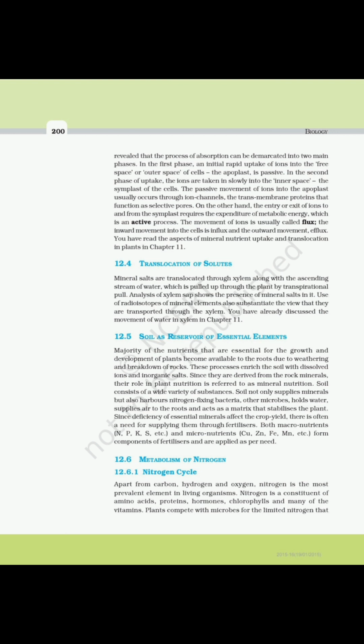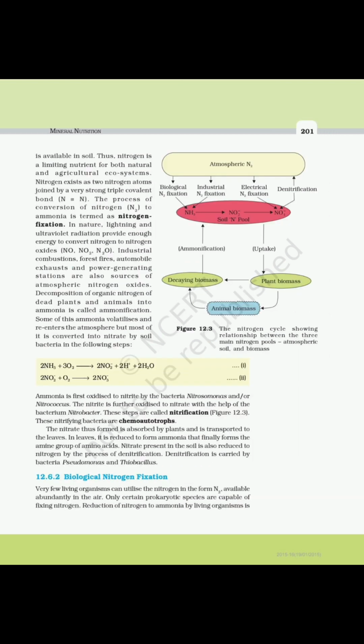12.6 Metabolism of nitrogen. 12.6.1 Nitrogen cycle. Apart from carbon, hydrogen and oxygen, nitrogen is the most prevalent element in living organisms. Nitrogen is a constituent of amino acids, proteins, hormones, chlorophylls and many of the vitamins. Plants compete with microbes for the limited nitrogen that is available in soil. Thus, nitrogen is a limiting nutrient for both natural and agricultural ecosystems.